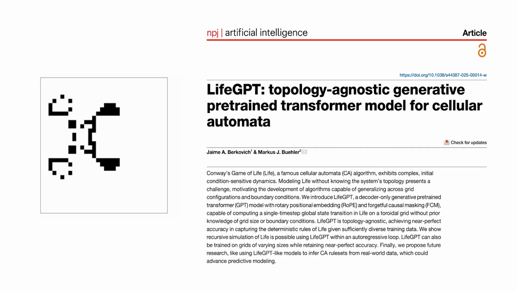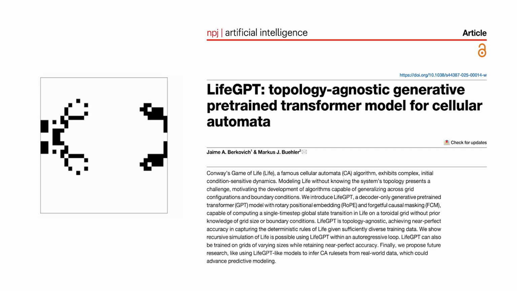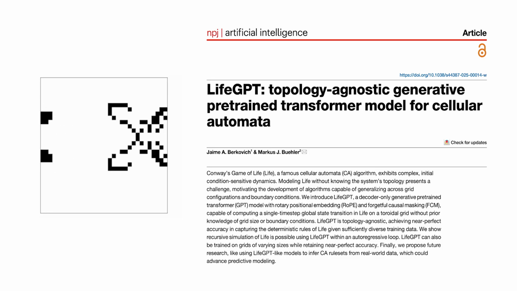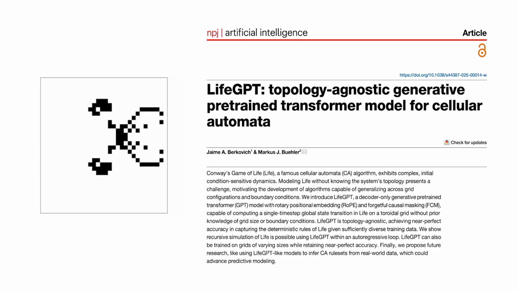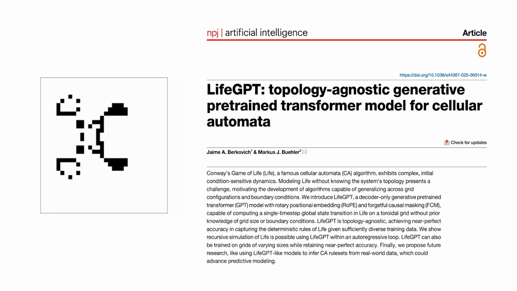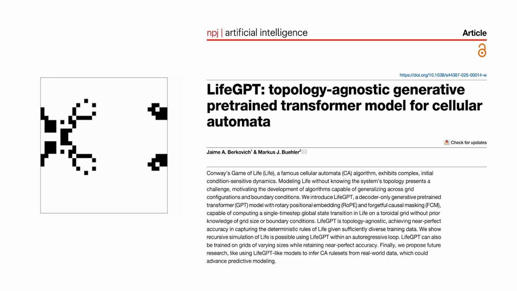I also want to briefly mention a related theme in the paper, algorithmic information theory, and efforts to extract rules from data. Some prior work proposes measuring how the complexity of a system changes when perturbed to reconstruct its causal structure. That's a different but complementary approach to what LifeGPT does.